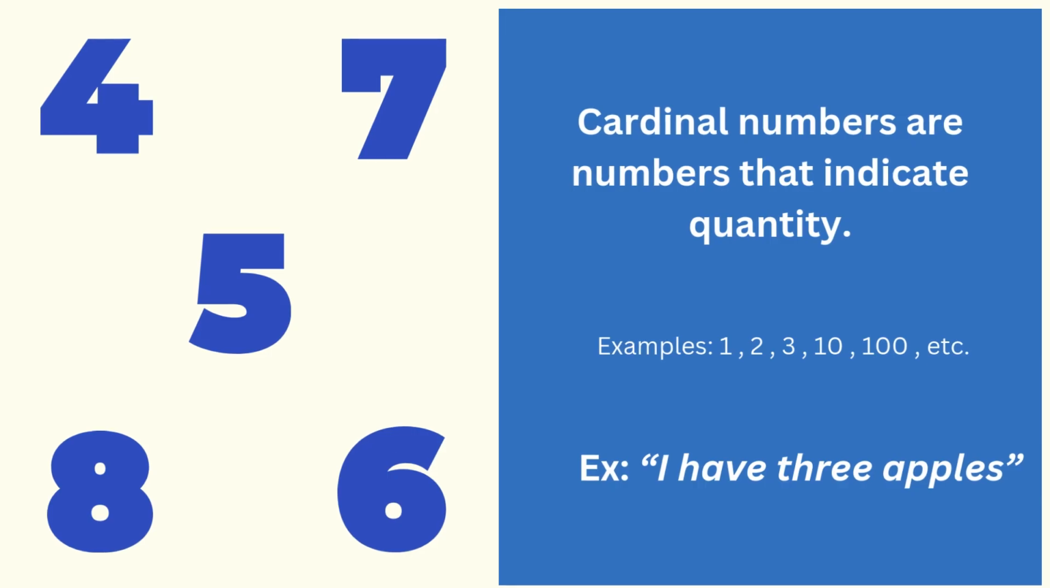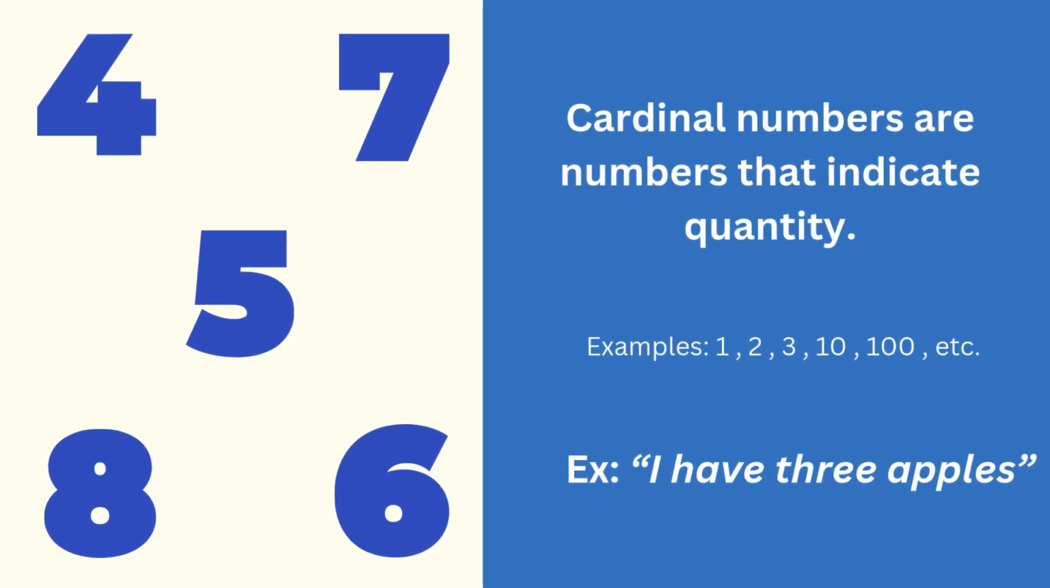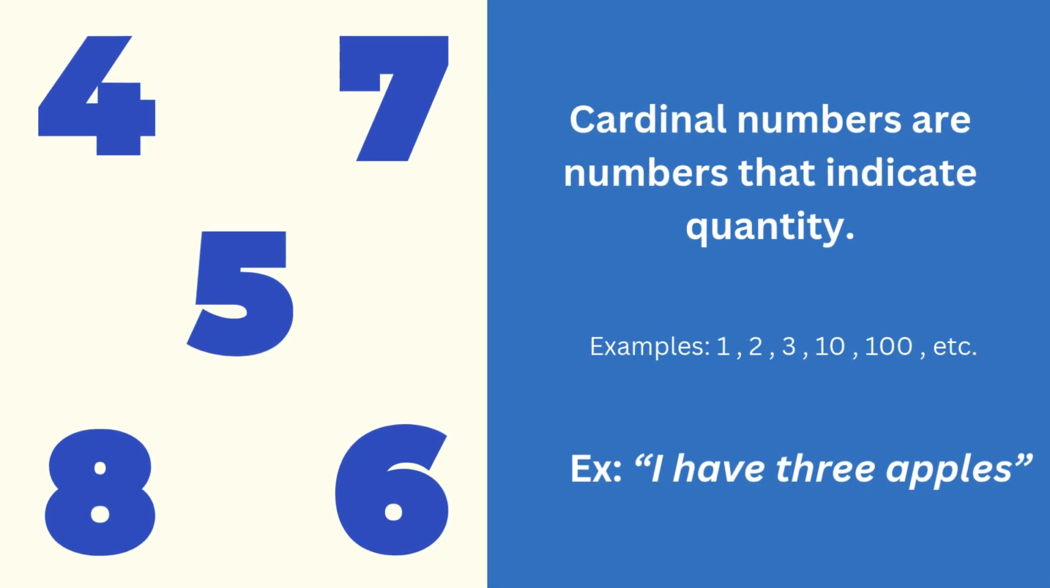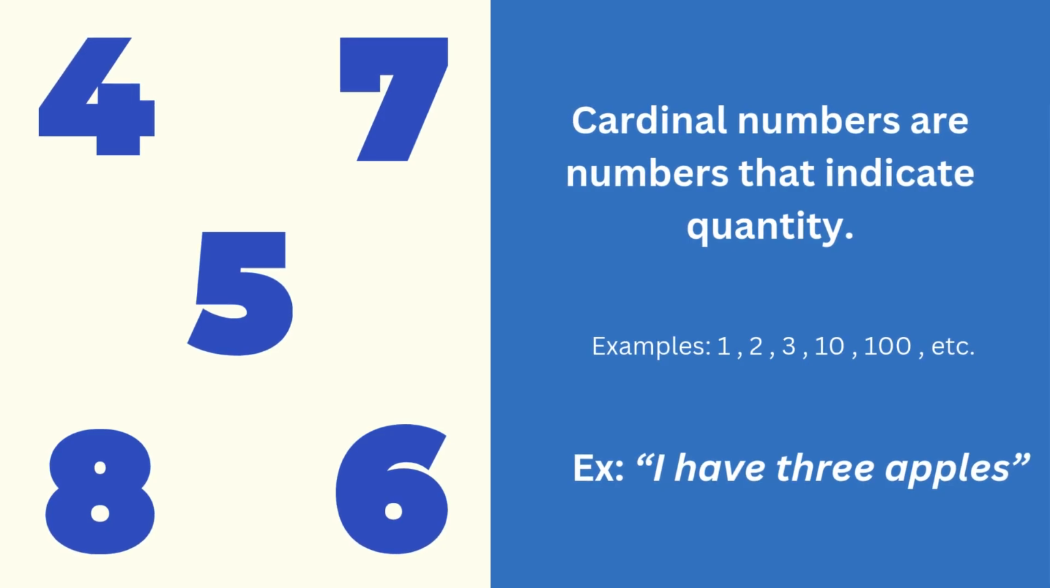What are cardinal numbers? First, let's talk about cardinal numbers. Cardinal numbers are numbers that indicate quantity. They answer the question, how many? For example, 1, 2, 3, 10, 100, and so on. If I say I have 3 apples, the number 3 is a cardinal number because it shows the quantity of apples I have.